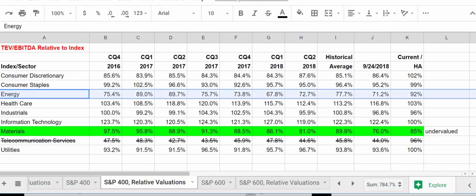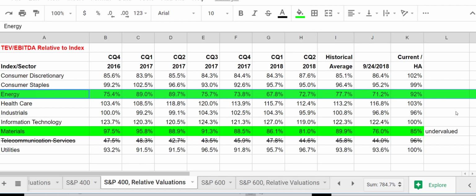Another one that is seemingly undervalued here is energy. And again, the logic is important here. Energy, of course, is very cyclical. It has booms and busts. It has traded at a historical average of 77.7% relative to the index multiple. Right now it trades at 71.2, so it's trading lower than it has historically. If you divide those two numbers, it comes out to be less than 100%, actually 92%. So I would say that's one of the more undervalued ones.